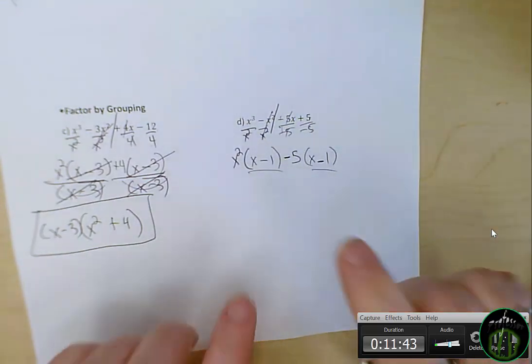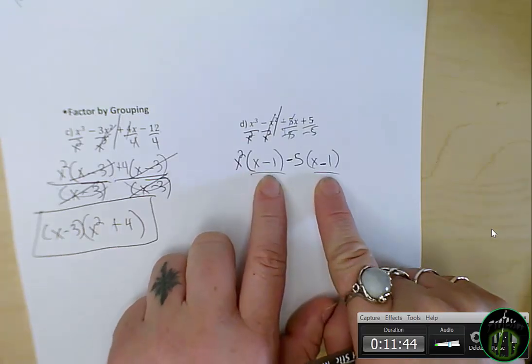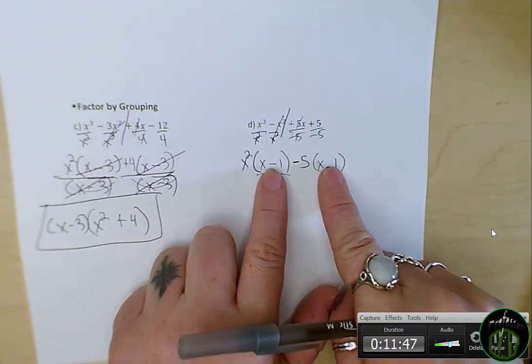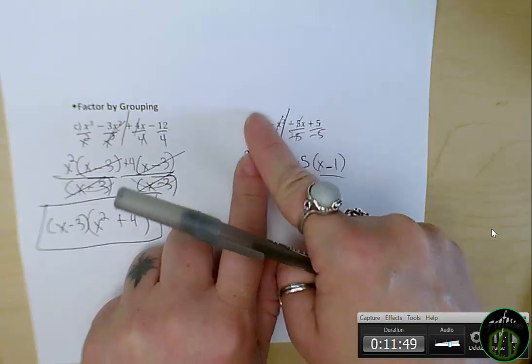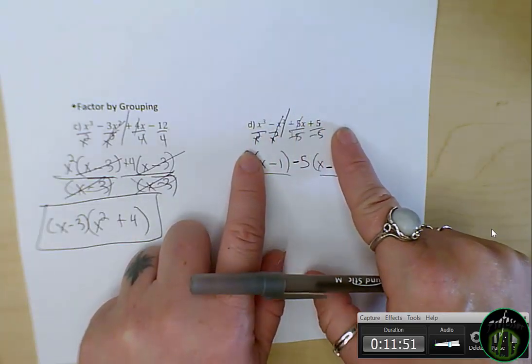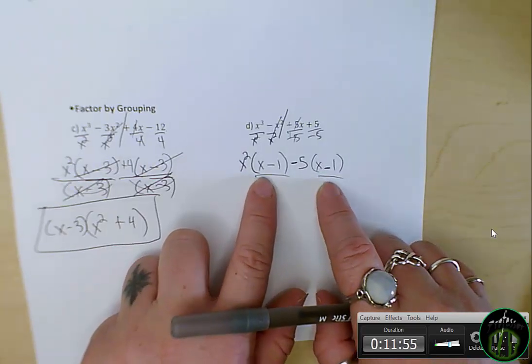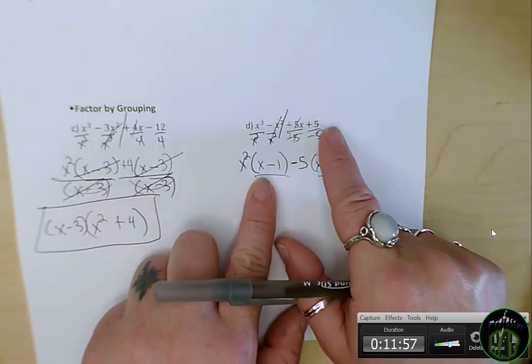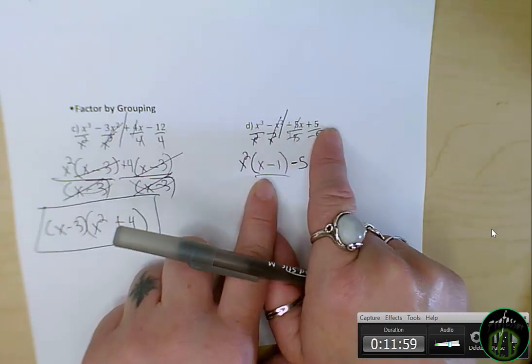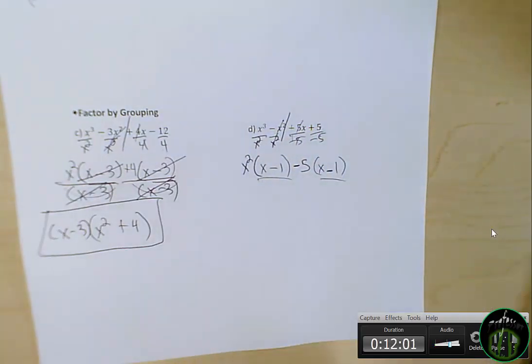Again, the whole point is to get the same factor inside the parentheses. If you get different things, go back up, check your work, you made a mistake. The point of this technique is to get the same exact factor inside these parentheses. Every once in a while, you might need to rearrange a term or two in order to make this happen.